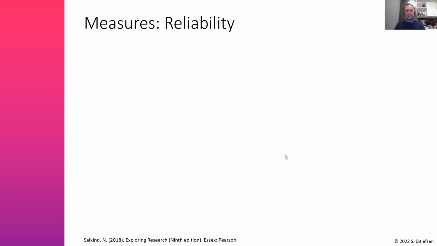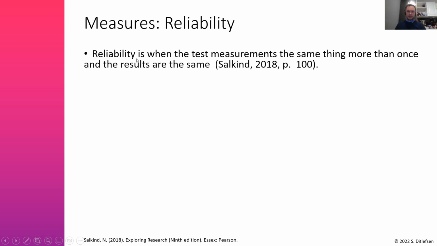Okay, we have gotten very far, and we are going to go for the next part, which is reliability and validity, and we're going to start with reliability. So what is it? Reliability is when the test measures the same thing more than once and the results are the same. So if you have a test and you do it twice and the results are the same, then it's reliable. Okay, so it's actually a formula, and it's the true score divided by the true score plus the error score, and that will be a number.